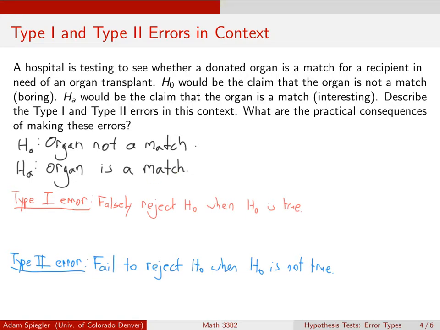for the recipient. And a type 1 error, if we think about this one first, again, this is the case when we falsely reject H0 when it's true. So in other words here, we're going to reject this, which therefore means we're going to say that the organ is a match when in fact it is not a match. So that would be the error that's being made in this case. So if we were to reject H0, that's equivalent to saying the organ is a match, since that's the converse of that statement, when in fact it is not.